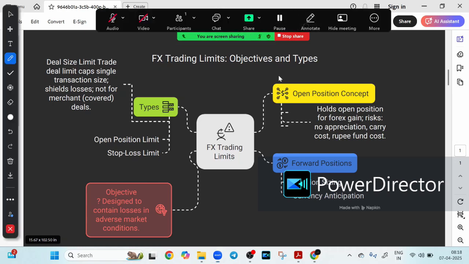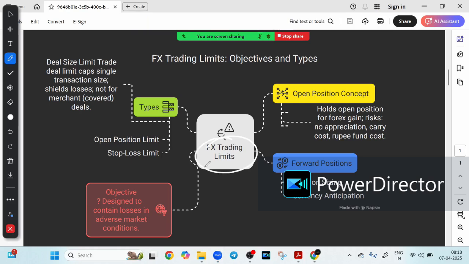Yes, we are talking about what? We are talking about FX trading limit, right? Their objective, their types. First thing first, why do we need trading limit? So what is the objective of them?